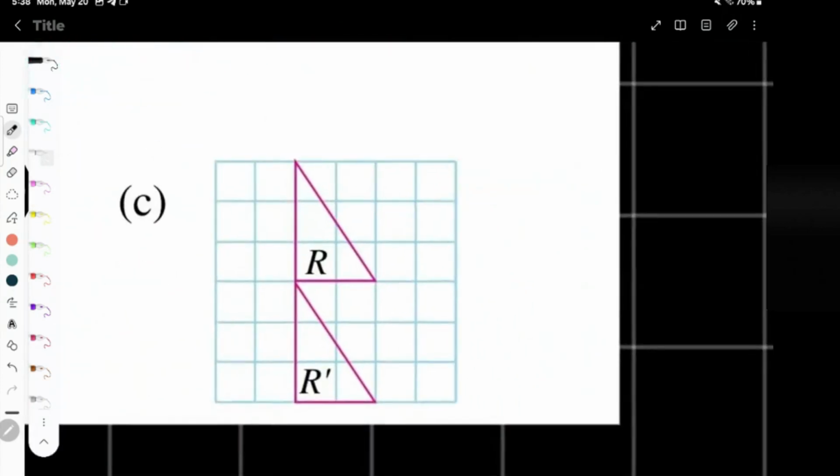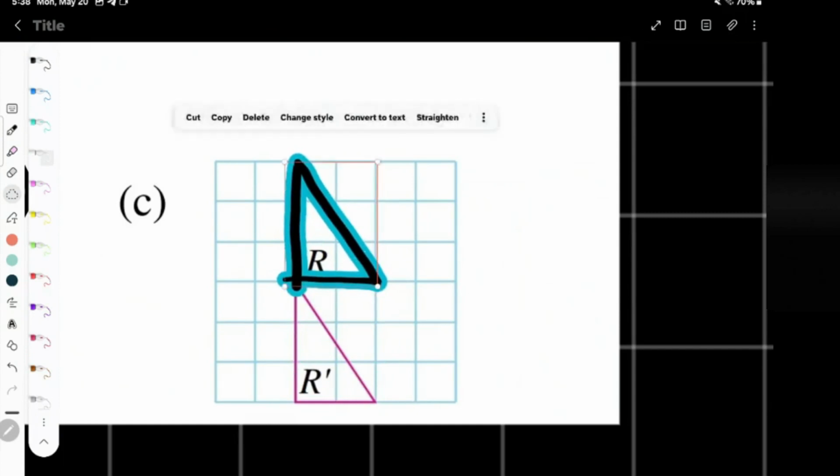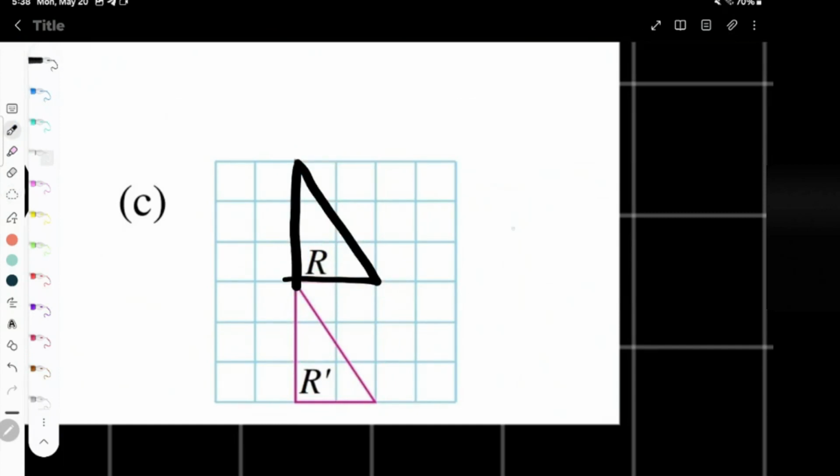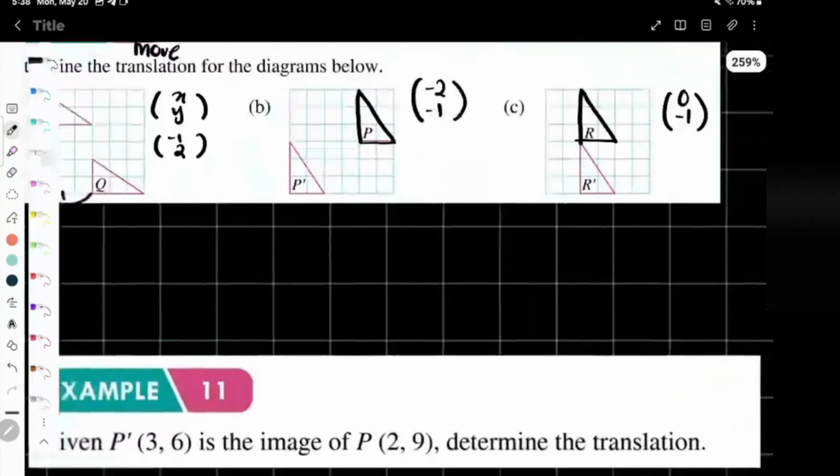How about this one here? This one is moving down only. So the answer here is very clear. It's very easy. Zero, because it's not moving on the x-axis, but negative one, because it's moving downward by one. Very easy, actually.